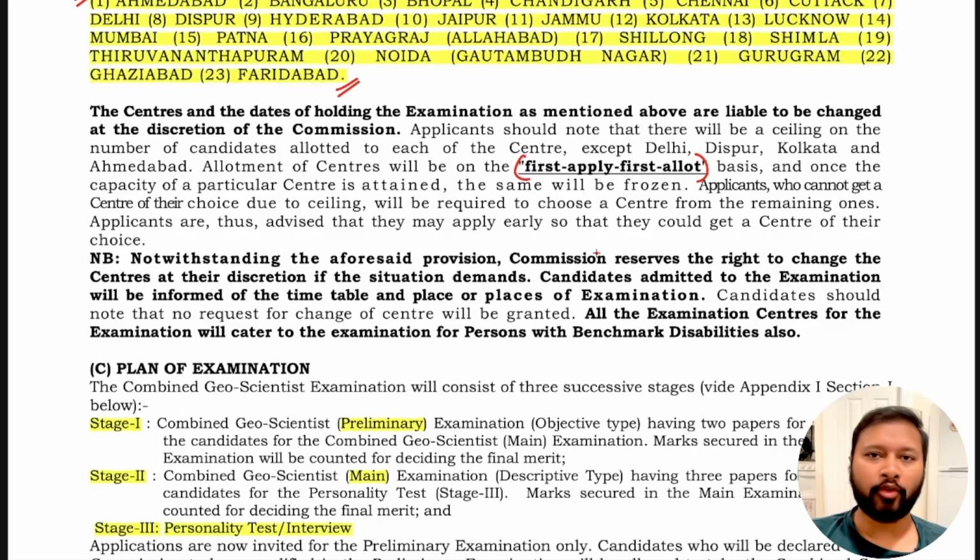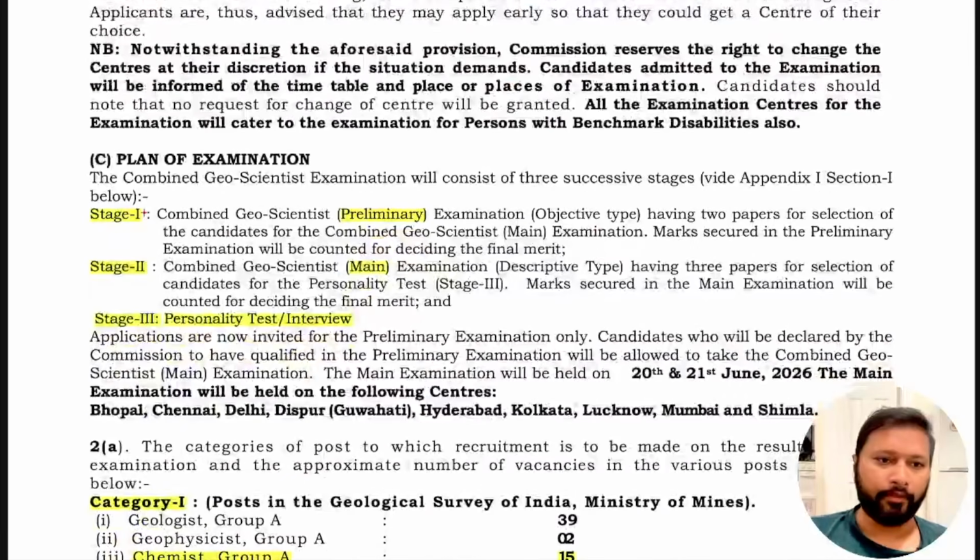So in case you want your first priority or the center near your place, please fill the form as early as possible. The exam will be conducted in 3 stages as it used to be. One is the preliminary exam, stage 2 is the mains exam, and stage 3 is the personal interview or personal test.